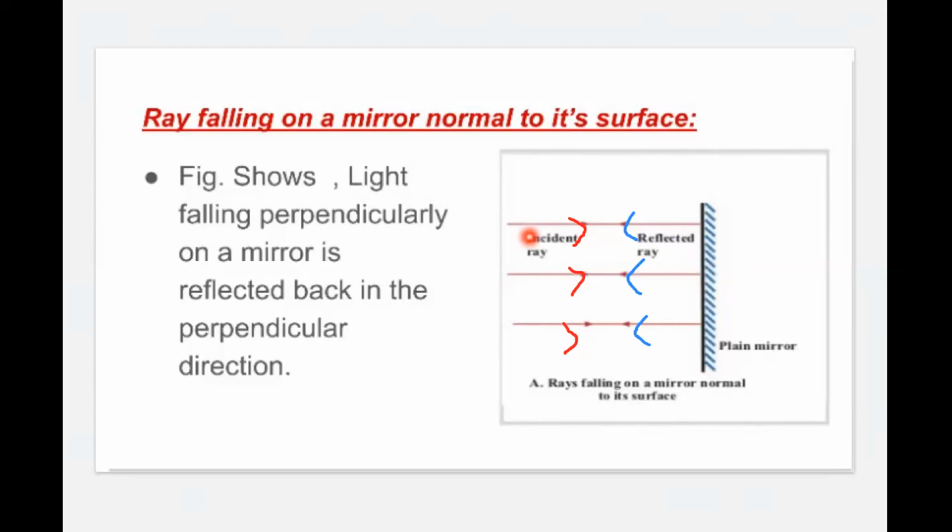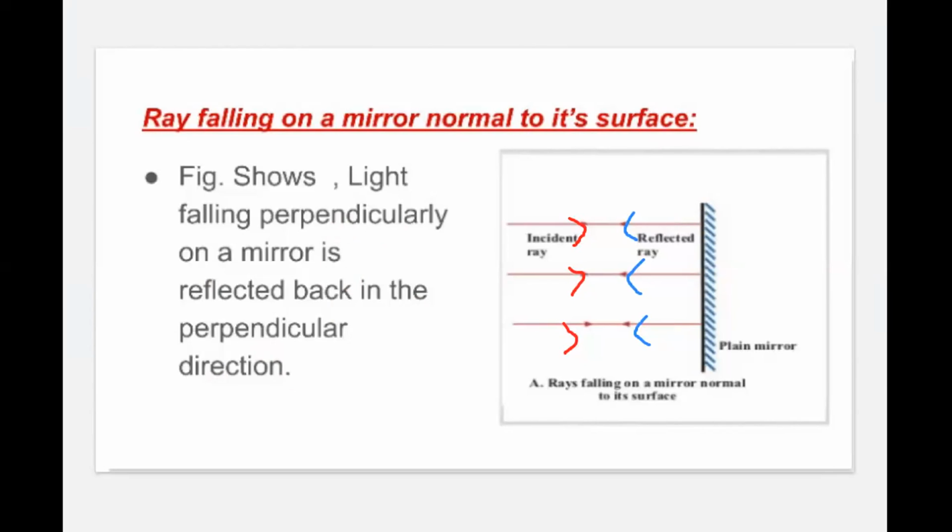So you can say that light falling perpendicularly on a mirror is reflected back in a perpendicular direction. Here, by perpendicular we mean the incident ray is always making an angle of 90 degrees with respect to the reflecting surface of the mirror. So this is how the image will be seen in the mirror.